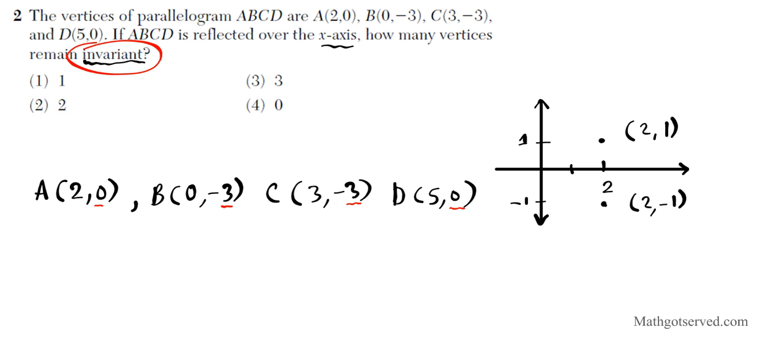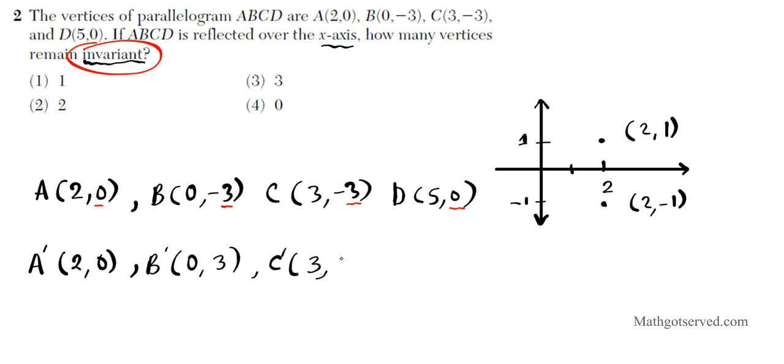So let's say the reflection is going to be A prime. A prime will represent the reflection, after reflecting downwards. We're going to have (2, 0), since the opposite of 0 is 0. And then B prime, if I reflect downwards, 0 stays the same, and the opposite of -3 is +3. And then C prime, a reflection downwards, the x stays the same, and we do the opposite of the y, which is +3. And then D prime, the x stays the same, and we do the opposite of 0, which is just 0.